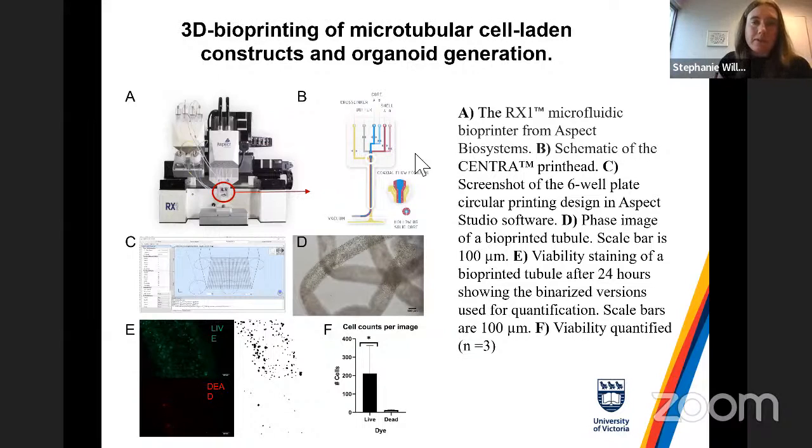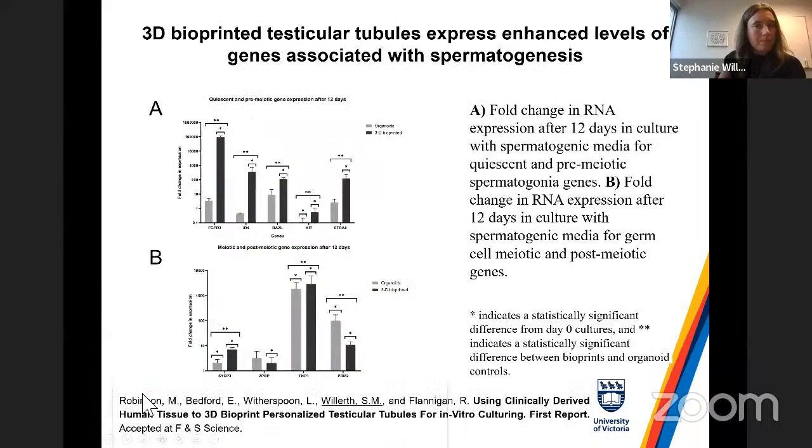But in this case, she used one of their newer models of printheads, the coaxial printhead called the Centra. And you can see here these are the different designs she printed. Interestingly enough, she used this core shell structure to print these testicular tubules, and you can see that these cells had pretty high viability. When she compared these to the organoids, she saw increases in the amount of genes associated with spermatogenesis. And so this seems like it might be a better way of replicating the testicular niche as compared to just having a traditional testicular organoid.